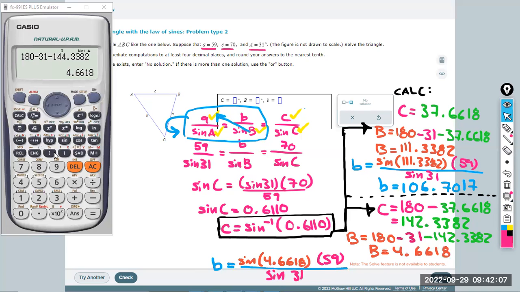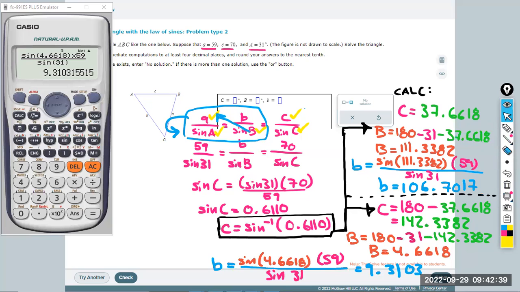Let me put that in the calculator. It is sine of 4.6618, close parenthesis, times 59 divided by sine of 31, close parenthesis. So B equals 9.3103.